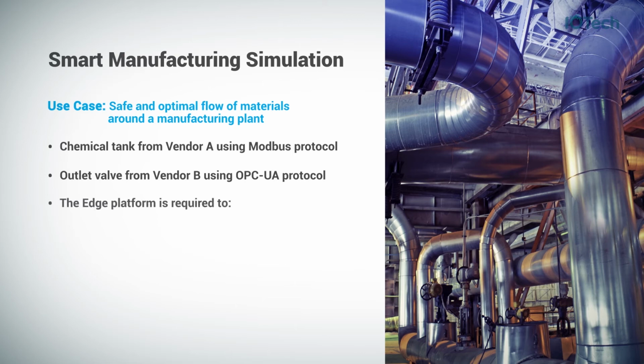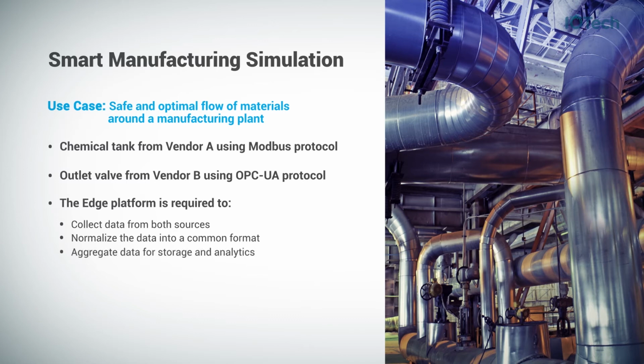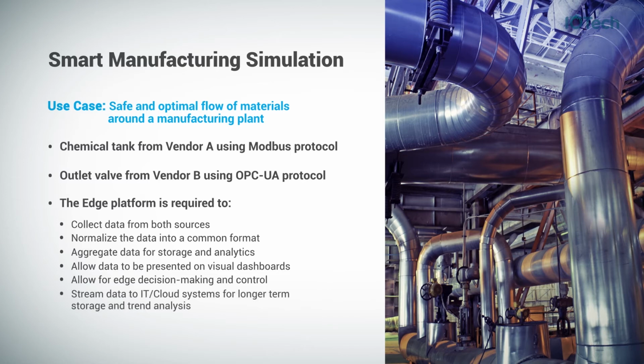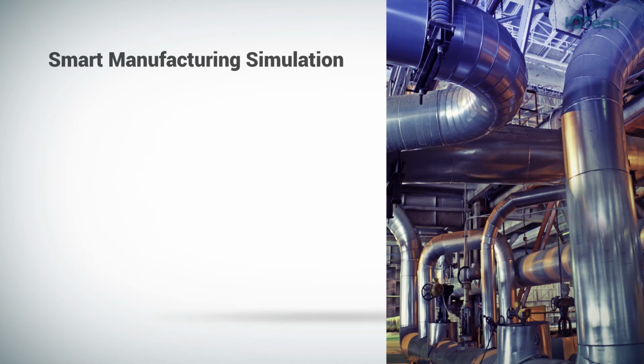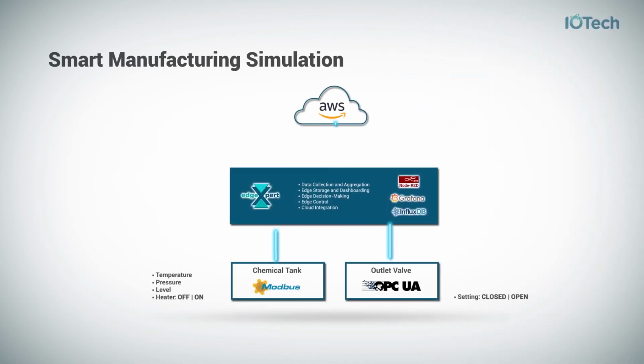So the aim is to efficiently collect and bring together data from both of those devices and then normalise it into a common format so it can be aggregated and analysed. We need to be able to present that data to an operator on a dashboard in real time, be able to make decisions with that data and control each device all from the edge. And we also want to stream the data northbound to an IT or cloud system for longer term storage or detailed trend analysis maybe. So here's a simple architecture diagram of the demonstration.